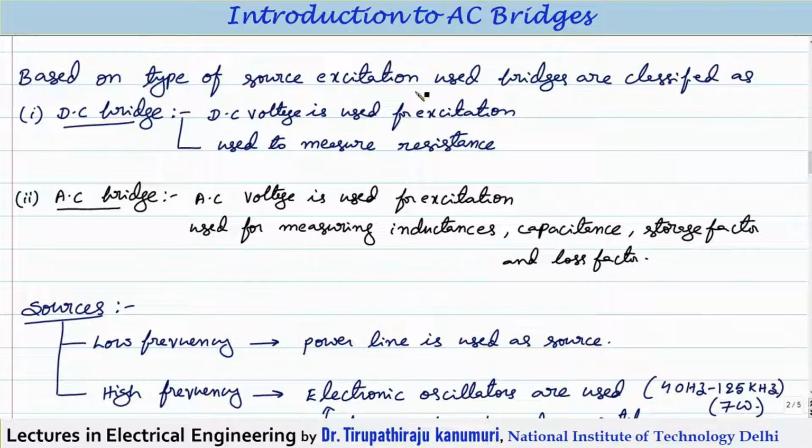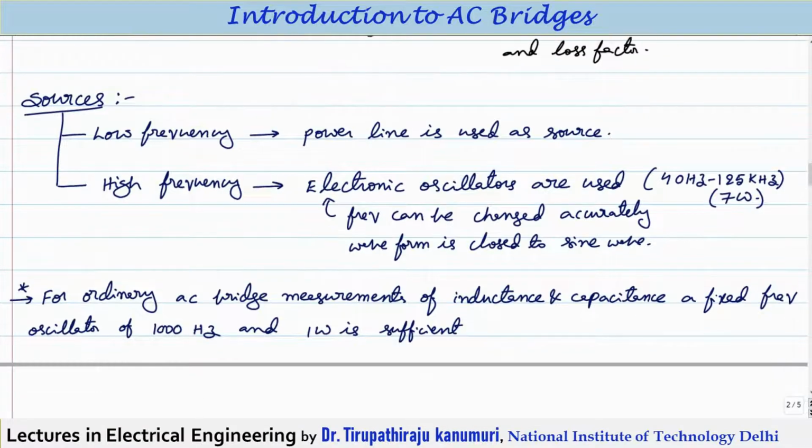Based on the type of the source excitation used, these bridges are broadly classified into 2 categories: one is the DC bridge and the second one is the AC bridge. It is called a DC bridge if the voltage used for excitation is DC voltage, and these DC bridges are used for measurement of resistance, which we are going to discuss in the next module. In this module we are discussing the AC bridge. Here AC voltage is used for excitation, and these are used for measurement of inductance, capacitance, storage factor, loss factor, frequency, etc. We are going to see them one by one in detail in the coming sections.